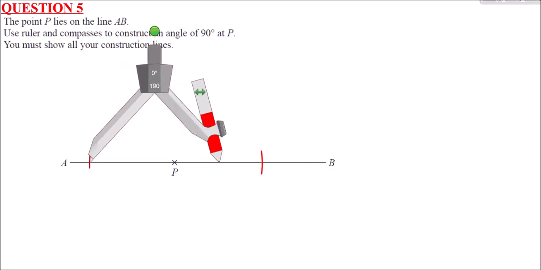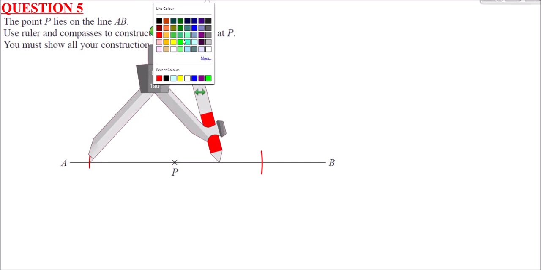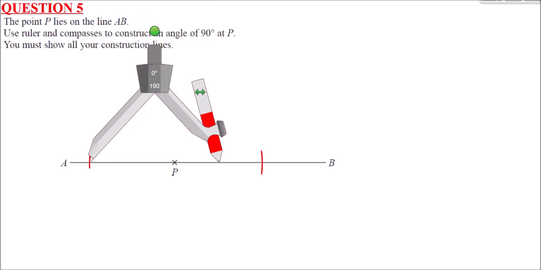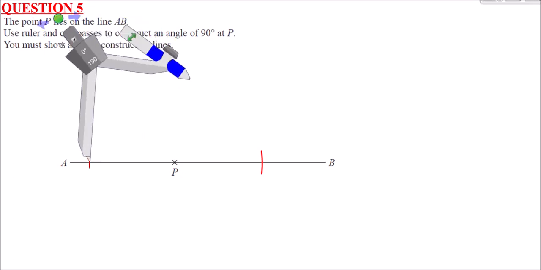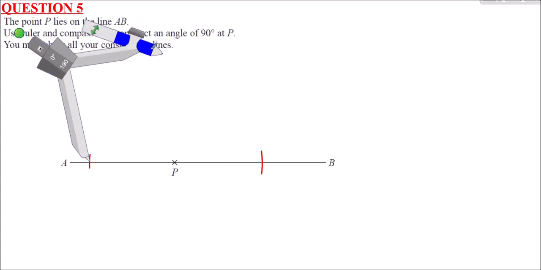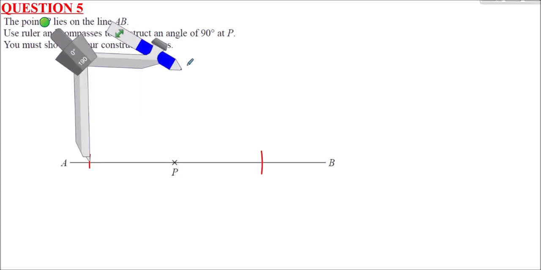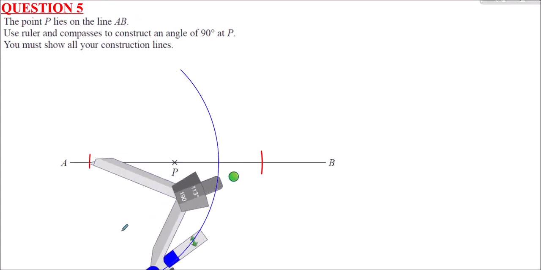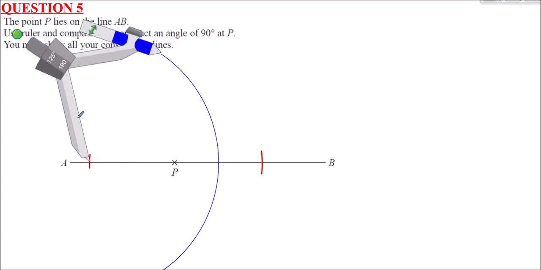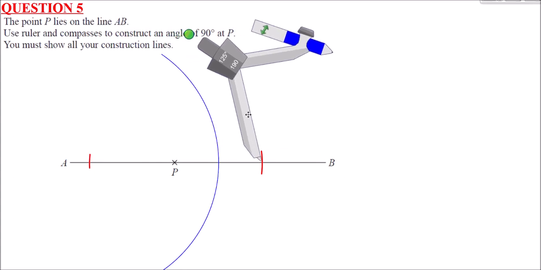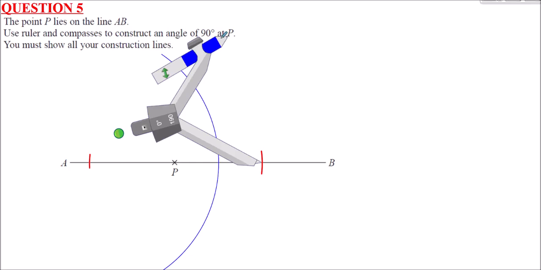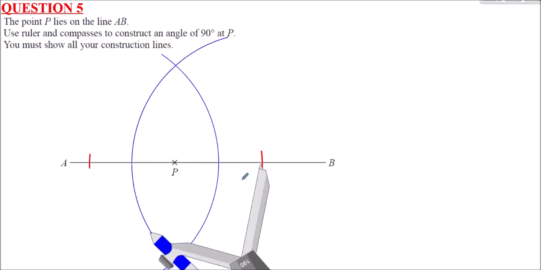I'm going to change the colour of this pen now to a blue, just so that you can clearly see where the different bits are coming from. So now I'm going to make a sweeping arc above and below P, like this, all the way above and below like so. Then I'm going to switch sides and do the exact same thing from the other arc, keeping the compass width the same at this point.